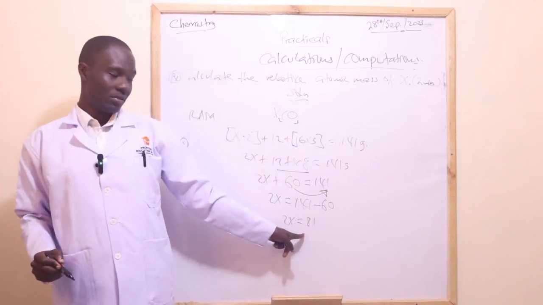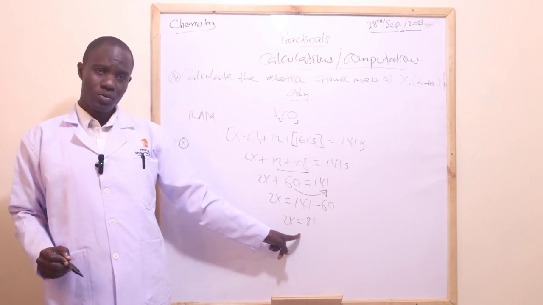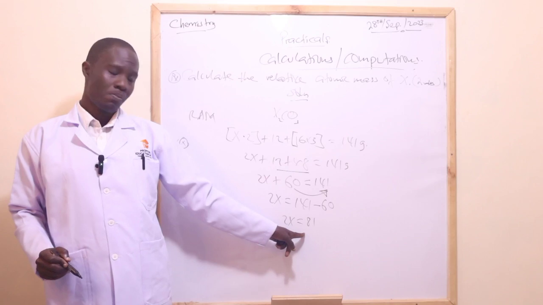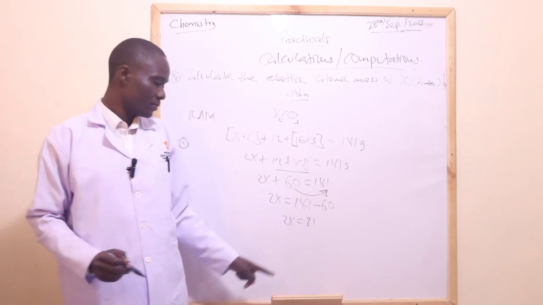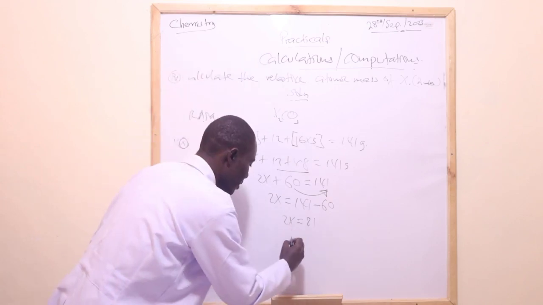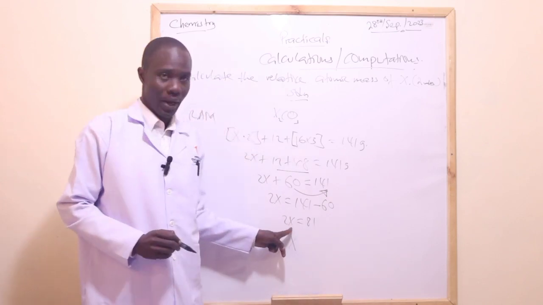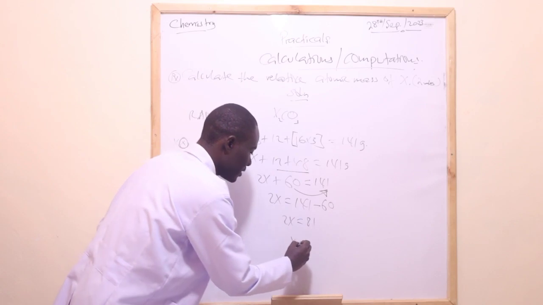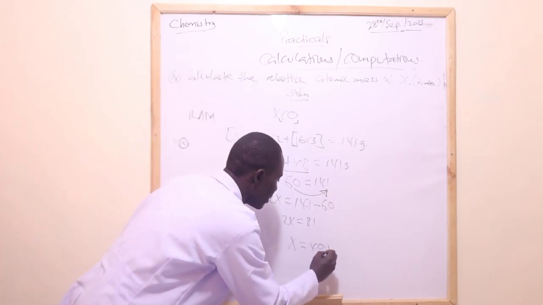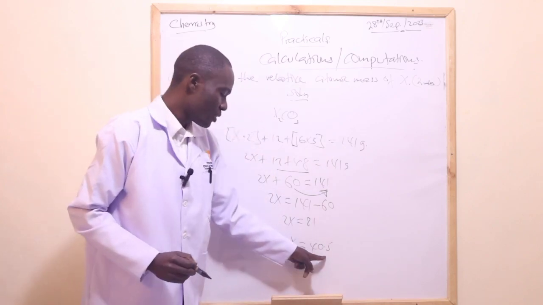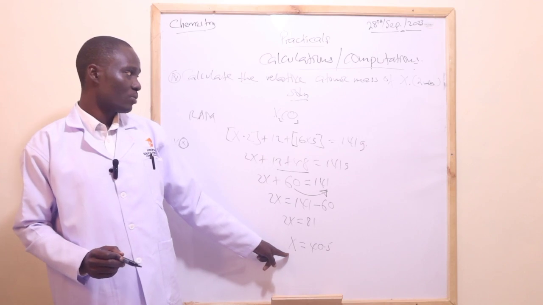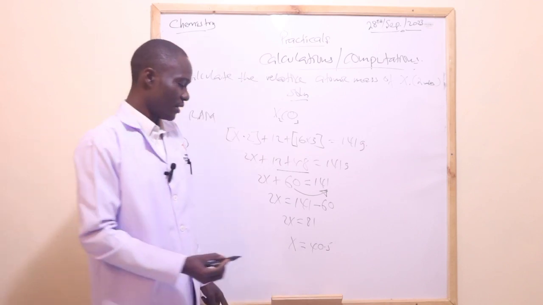You need to find X alone. How do you find X when you have 2X is equal to 81? You need to divide through by the coefficient of X, which is 2, so that you make the coefficient of X 1. You'll be having X is equal to 40.5. So 40.5 is our relative atomic mass of X, and that is our answer.